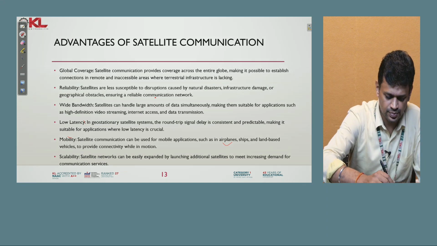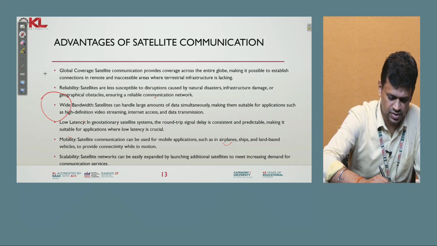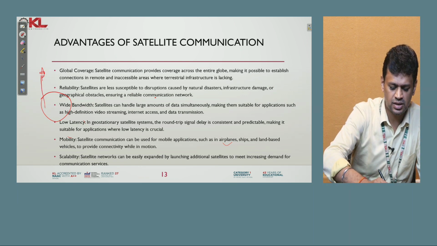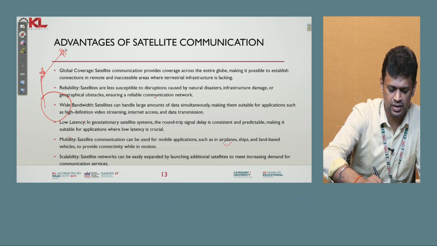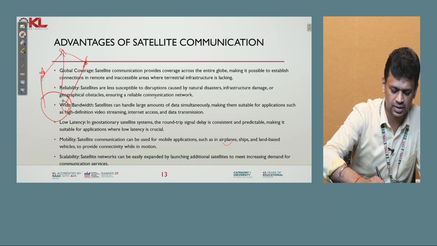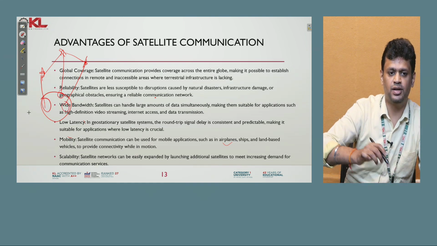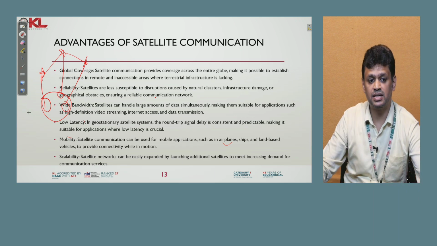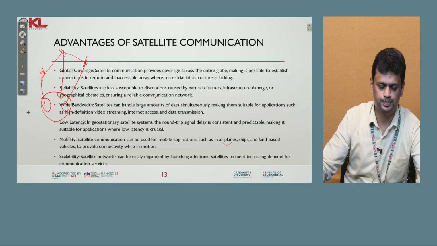For example, if this is your Earth and this is your satellite, so if one signal is transmitted through this satellite, then this signal can further be given to another satellite, and this signal can further be given to another satellite. In this way, many areas of the Earth can be taken care of if the number of satellites increases. So that is what scalability means. We can increase it and cover the entire Earth.